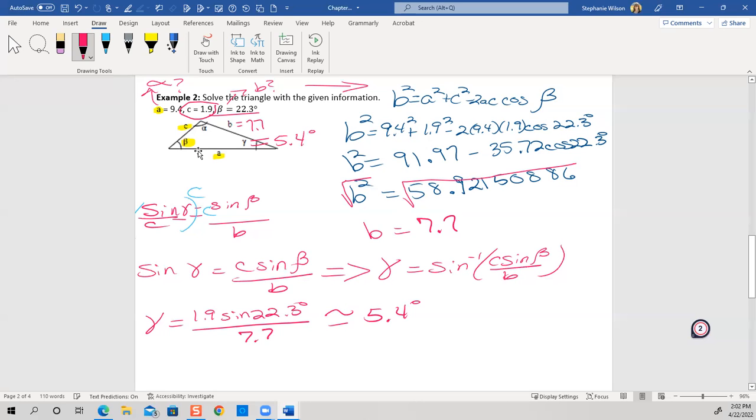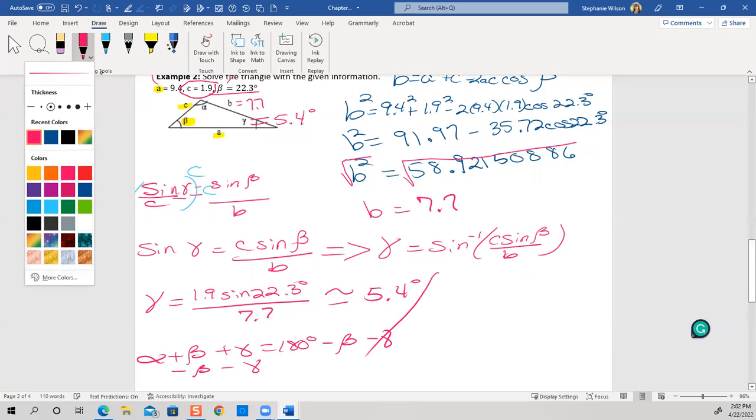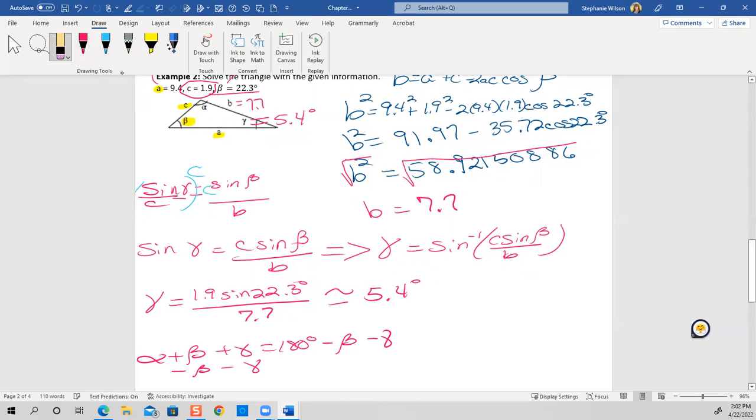Now I need the last angle. So we know that alpha plus beta plus gamma equals 180 degrees. So to find alpha, I can subtract the beta and gamma from both sides. Let me come over here. Let me make a box where it's a little bit neater. All right, so over here on this other side, I'm going to solve for my alpha. So I got alpha is equal to 180 degrees minus my beta minus my gamma.